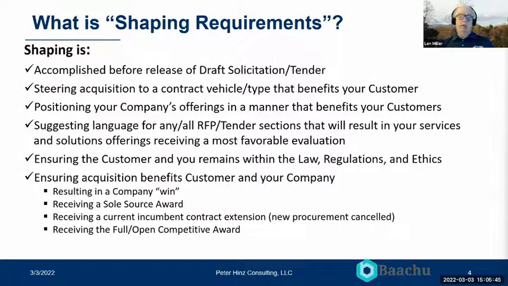So for example, your customers tend to have goals for socioeconomic type companies: small business, small disabled veteran-owned businesses, HUBZones, 8(a) contractors, and so on. If they're not meeting their goals, and you happen to be one of those, then you try to get it set aside in that area for your company. You want to position the types of things that you offer that they need into that solution set, the requirements and whatnot.